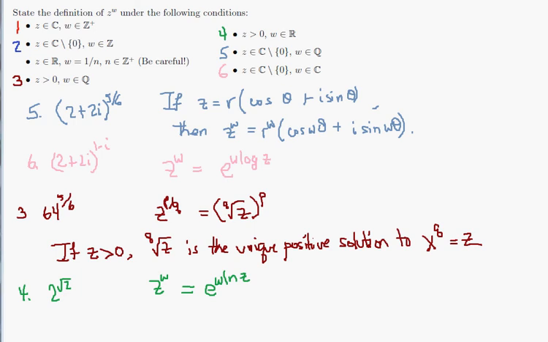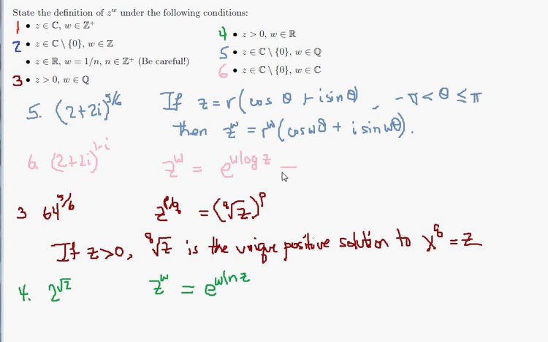And one very important note that I forgot to write down over here. When I write r times cosine theta plus i sine theta, we need the restriction that the angle theta is between negative pi and plus pi. So we have to take that particular choice of theta.